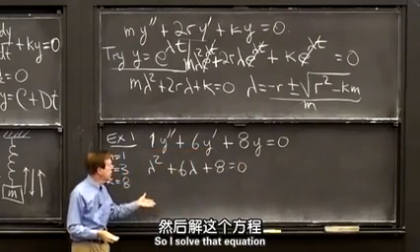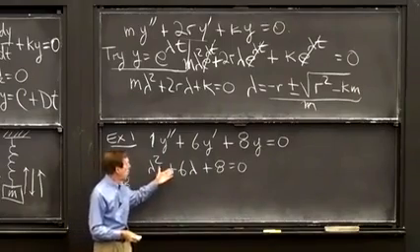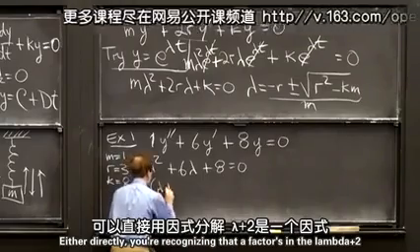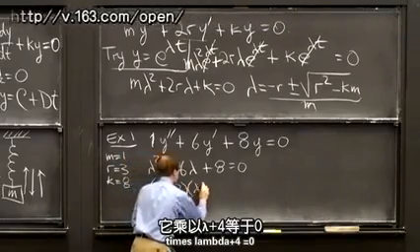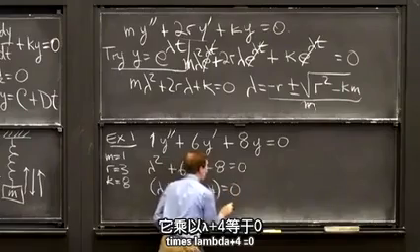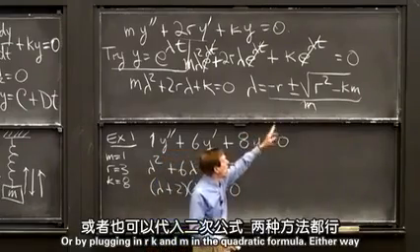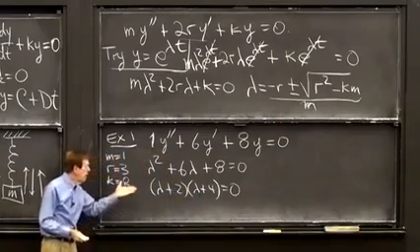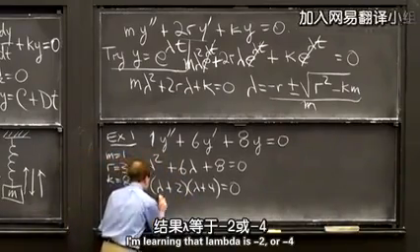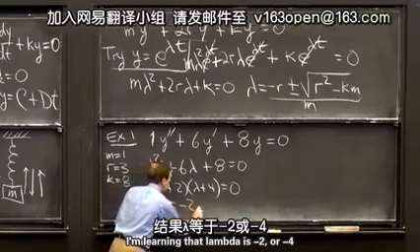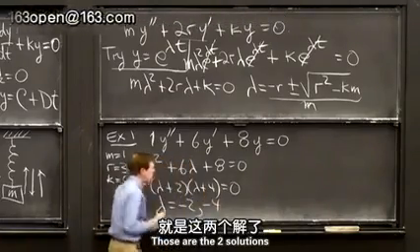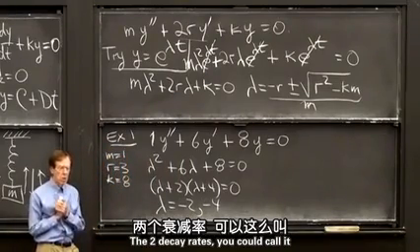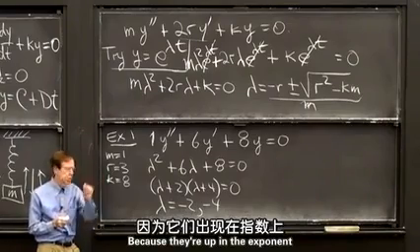So I solve that equation either directly, recognizing that it factors into lambda plus 2 times lambda plus 4 equals 0, or by plugging r and k and m into the quadratic formula. Either way, I'm learning that lambda is minus 2 or minus 4. Those are the two solutions, the two decay rates you could call them, because they're up in the exponent.